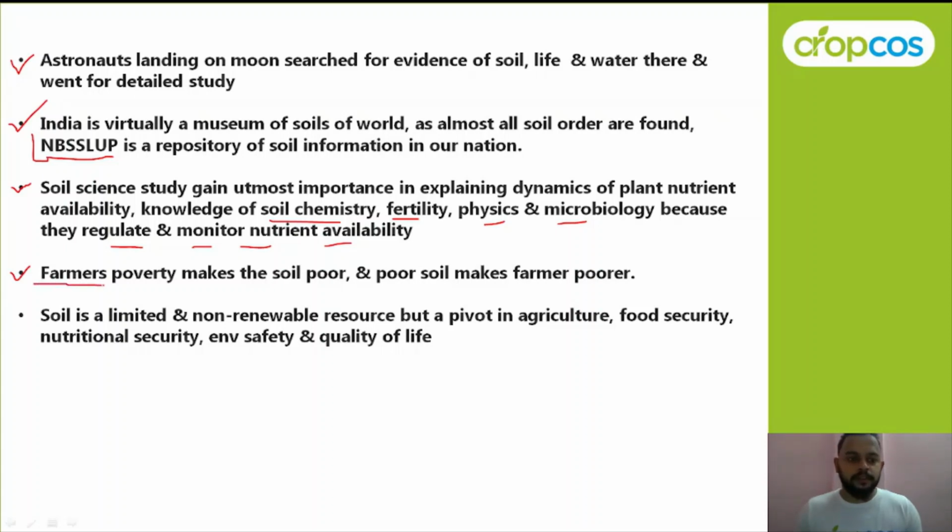So it is said that farmer's poverty makes the soil poor and poor soil makes the farmer poor. Why? Poor soil means a soil which is not fertile or not productive. It is lacking the 17 essential nutrients, or the fertility status is poor. So when that soil provides yield, the yield will be low, because the fertility status is low. So the earning a farmer will get from this soil will make him poorer, because he'll get low yield.